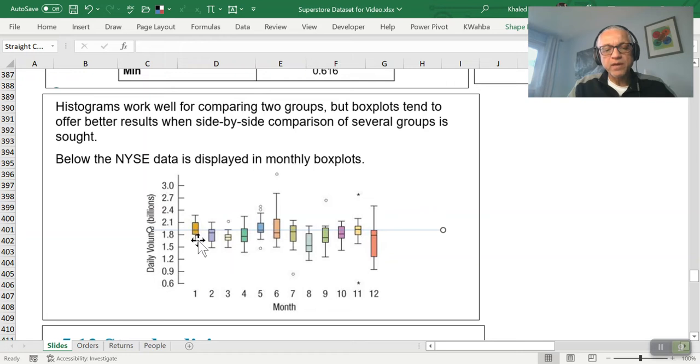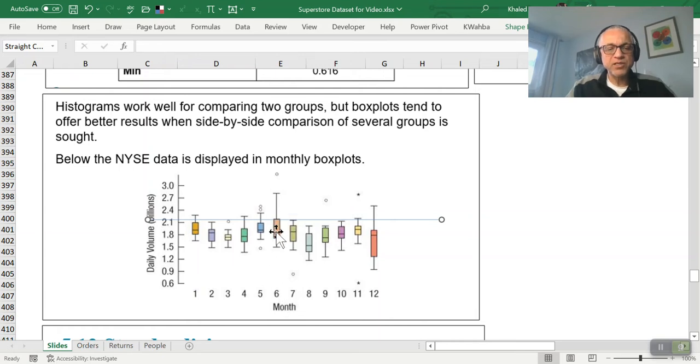you can see the highest median is probably month 11 here, and also January. So January and November have more or less a higher median. But if we look at the quartile, the third quartile is higher when it comes to month June.